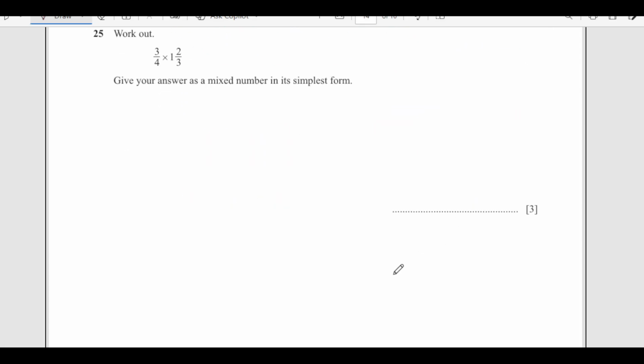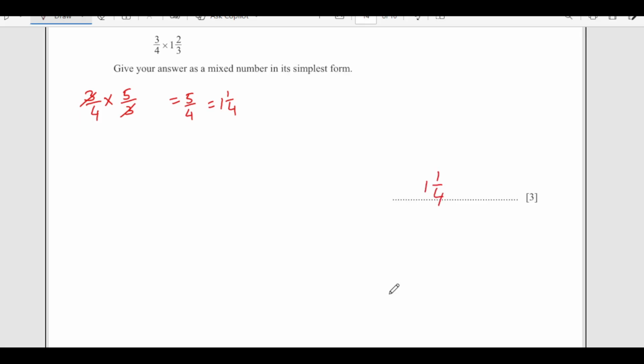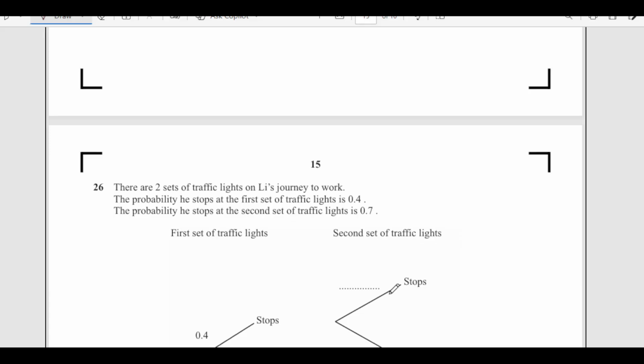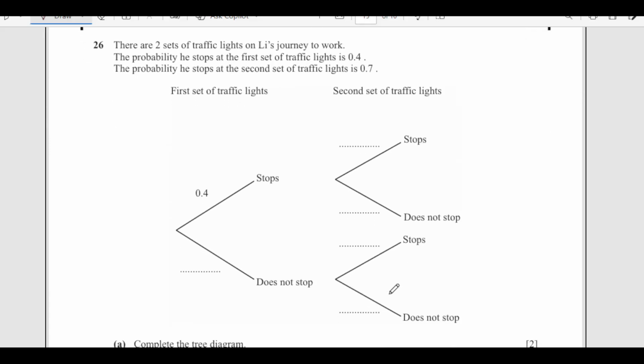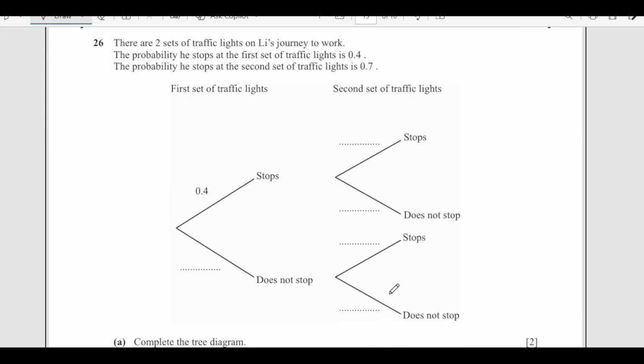Now number 25, work out 3 over 4 times this is 3 times 1, 3 plus 2 is 5 over 3. So this and this is gone, 5 over 4. So 1 and 1 by 4. That was very simple, but you see this is 3 marks, so don't lose these marks without making sure that you are doing the correct things here.